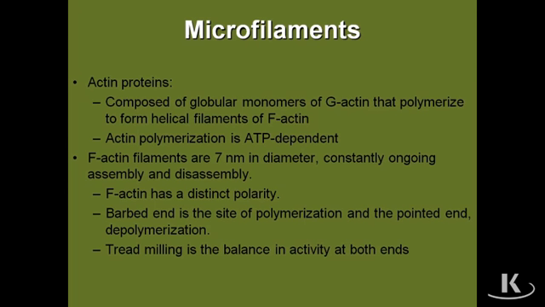Microfilaments consist exclusively of actin proteins that basically are globular monomers of G-actin that have polymerized to form helical filaments of F-actin. The actin polymerization is energy dependent. They typically are about 7 nanometers in diameter, and they have a distinct polarity. The barbed end is the site of polymerization, and the pointed end, depolymerization. And treadmilling is in balance and activity at both ends.